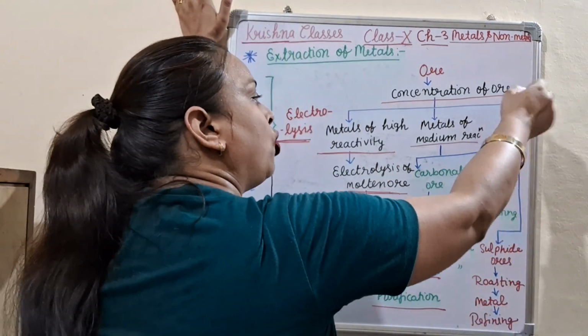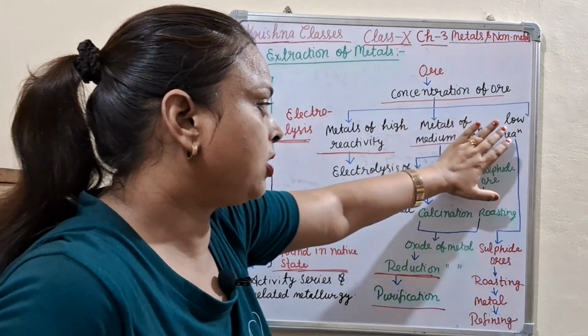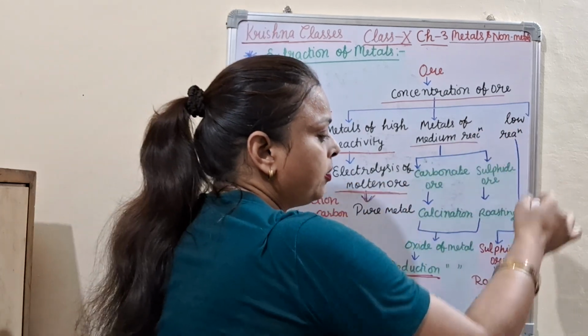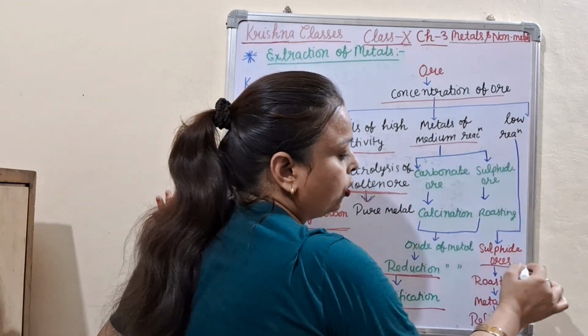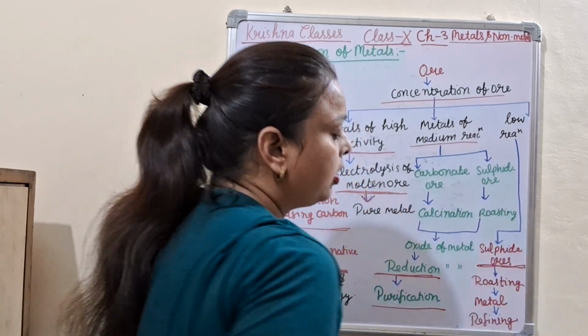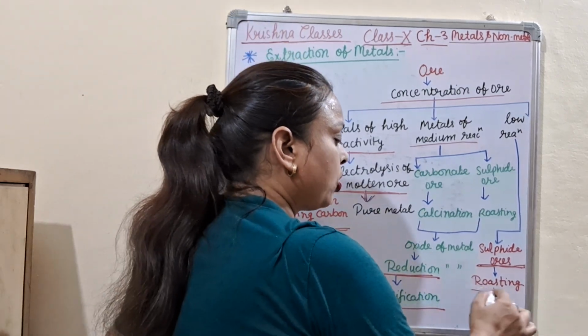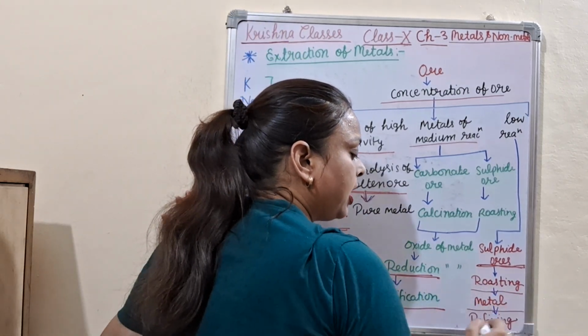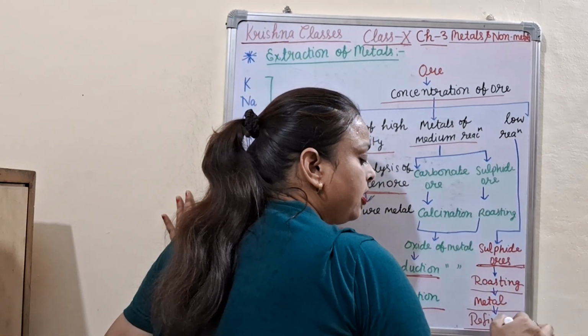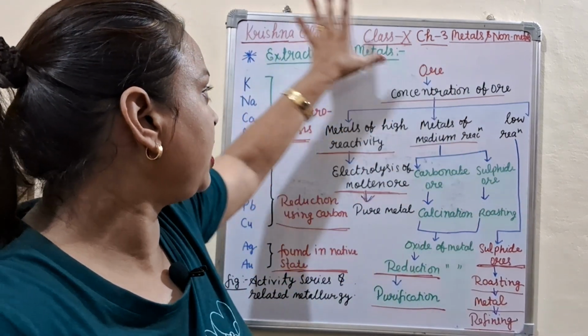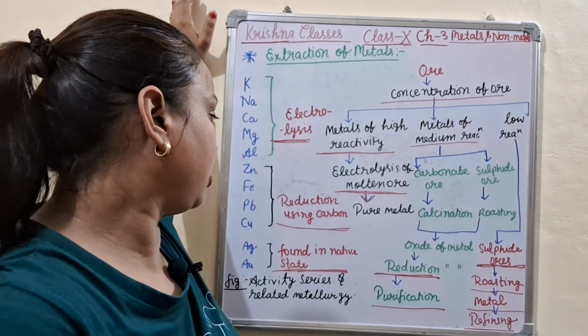So now come to the low reactivity metals. When low reactivity metals are converted into sulfide ores, we take the sulfide ores and by the roasting process we find the metal, and by that we refine the metals. So this is the extraction of metal. Hope you understand it very well.